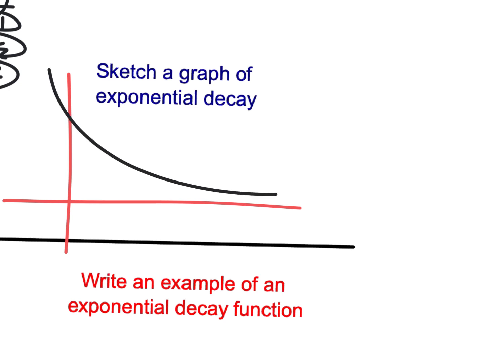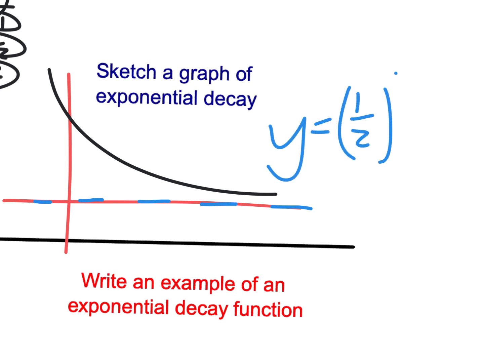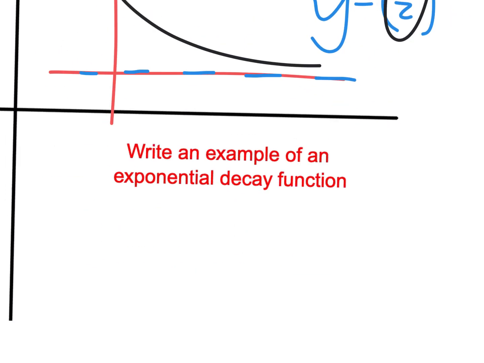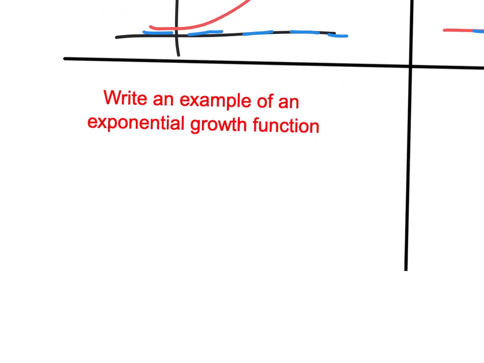So here we go. Exponential decay looks like this. And let's do a little instant IQ test. How many of you remember to put in the asymptote this time? Yay, that's much better than last time. Okay, remember that decay is when you have like 1/2 to the x. This number just is less than 1. Okay, all right, next up, go over here.